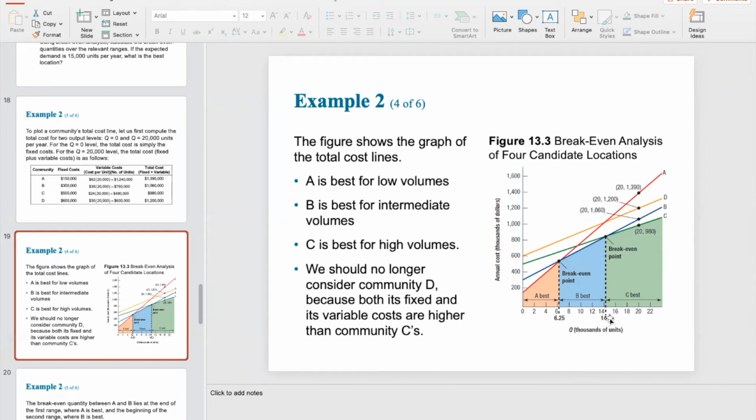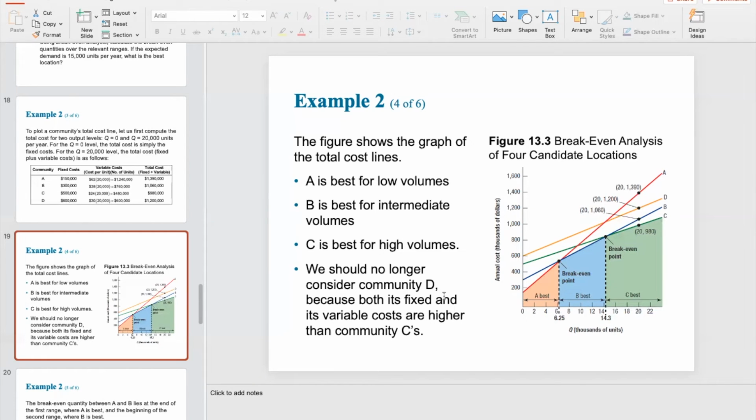Or if your order quantity is at a high level, which is about 14,300 level, then you can clearly see that within this Q range, if you vertically compare 4 different lines, the green line is at the lowest level, which indicates that if you build up your factory at community C, that will actually minimize your total annual cost through this process.